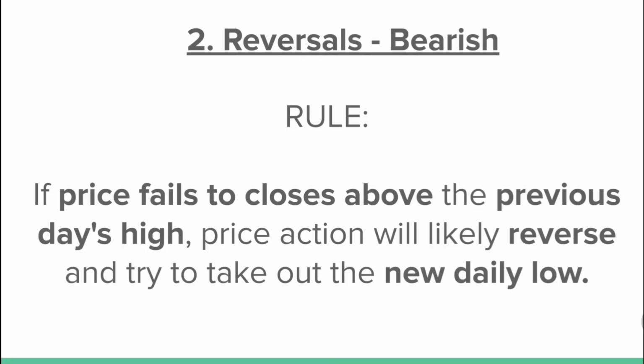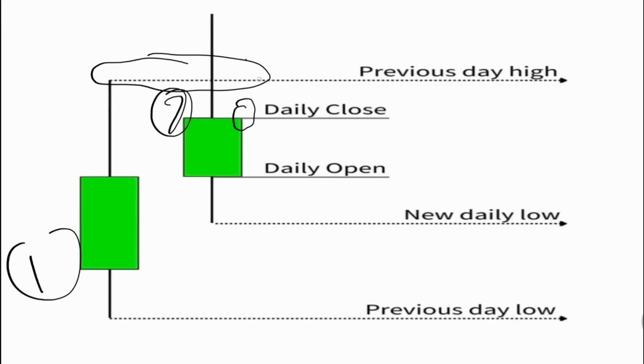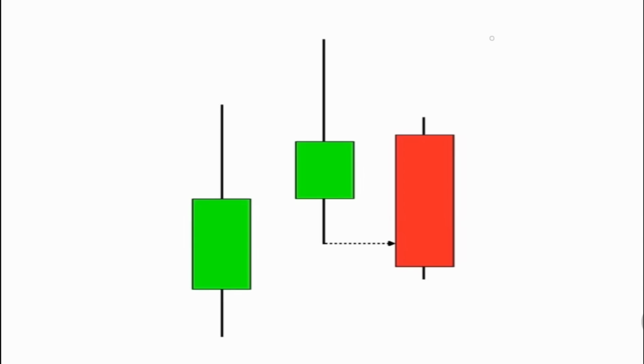For a bearish scenario, we say that if price fails to close above the previous day's daily high, price action will likely reverse and try to take out the new daily low. And this is what we actually mean. This is day 1 and this is day 2. Now this is the daily close. It failed to close above this candle. It fails to close above this previous day's high, and for that reason price is likely to reverse. So that is what you see here, price reverses.